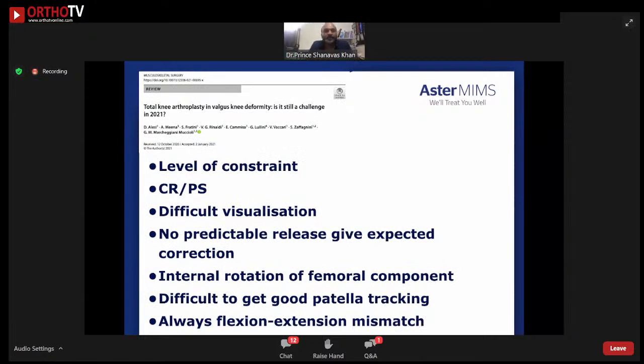Coming to the current scenario, this is the latest article: total knee arthroplasty in valgus deformity is still a challenge in 2021. Yes, it's still a challenge, because there are still controversies regarding the level of constraint, whether to use a CR or a PS knee, and difficult visualization, especially on the posterolateral side with the standard medial parapatellar approach.